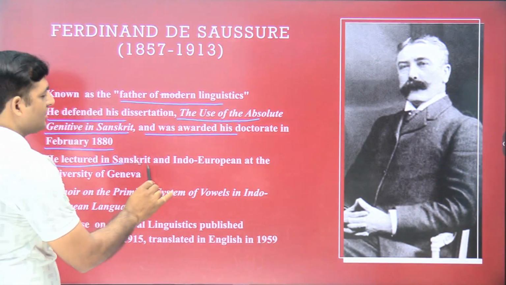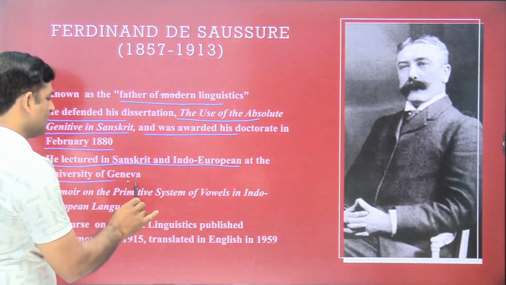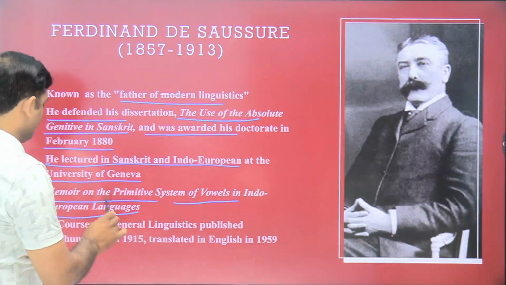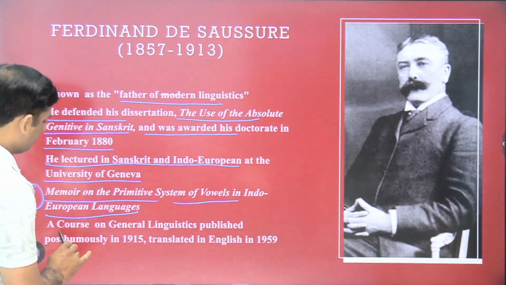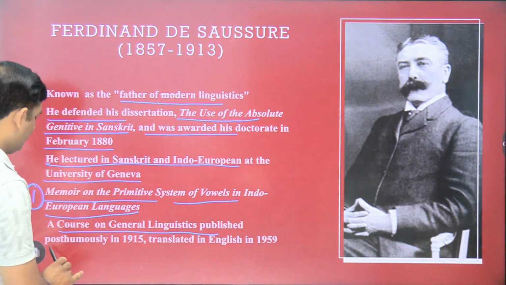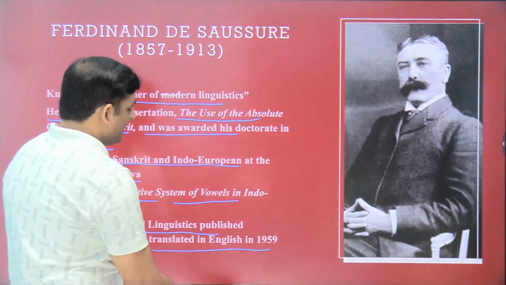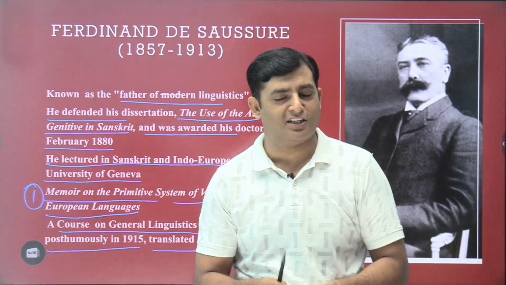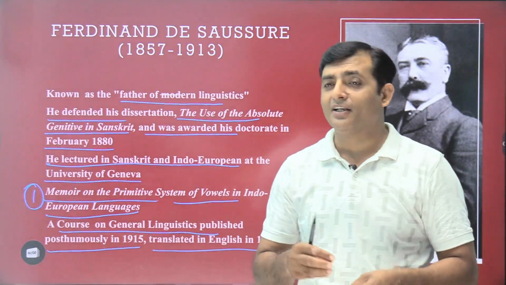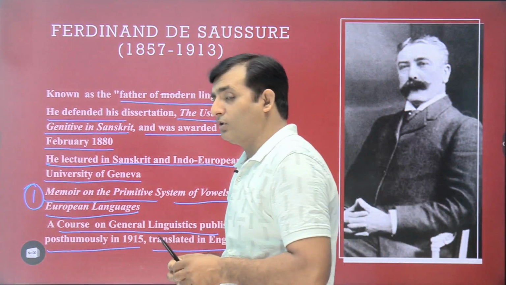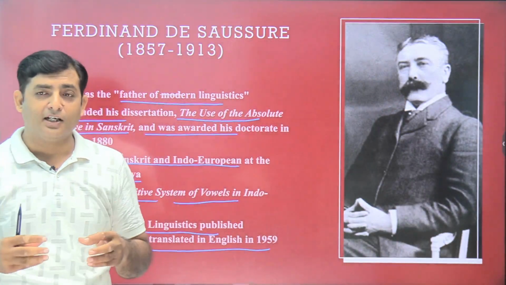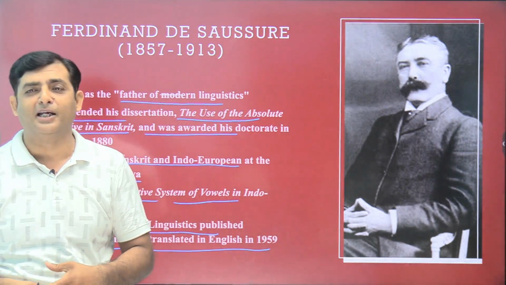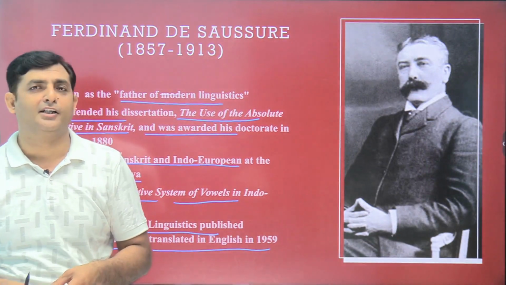He lectured in Sanskrit and Indo-European at the University of Geneva. Memoir on the primitive system of vowels in Indo-European languages was his book. And the second book, Course in General Linguistics, published posthumously in 1915, translated into English in 1959. Course in General Linguistics, not a discourse in General Linguistics, I beg pardon here. He wrote it around 1913, but it was published in 1915 for the first time.